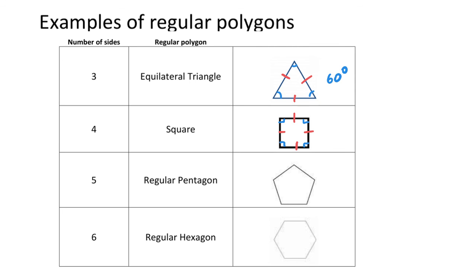A regular pentagon, again all five sides are the same length and the angles are all equal as well, and they are all 108 degrees. And a regular hexagon, again all the sides are the same length and the size of the angles are all equal and they're 120 degrees. And this can be extended up to any n-sided polygon. So a polygon with n sides.